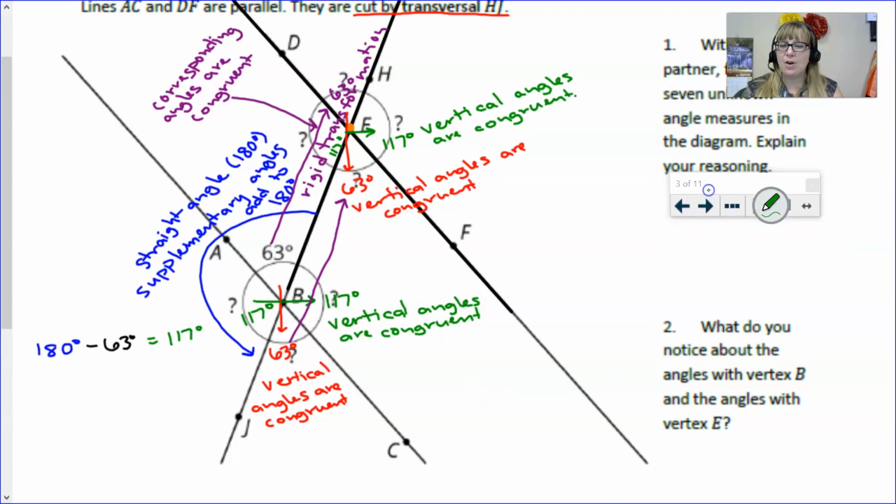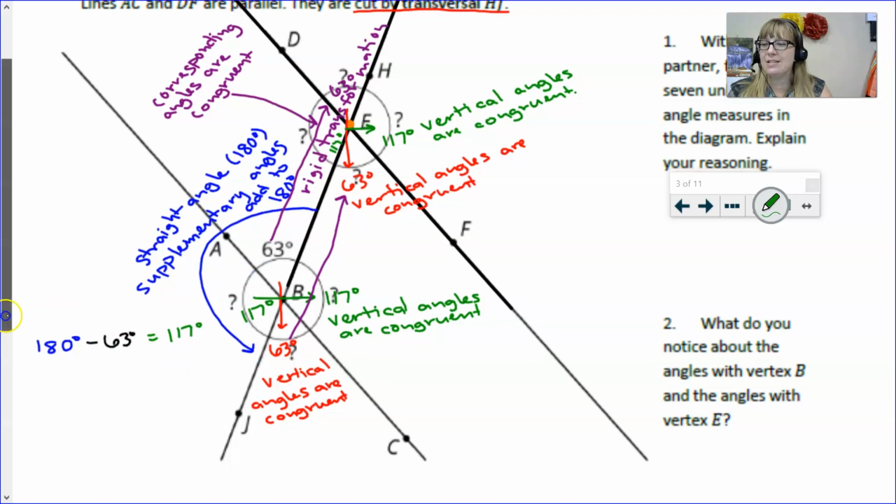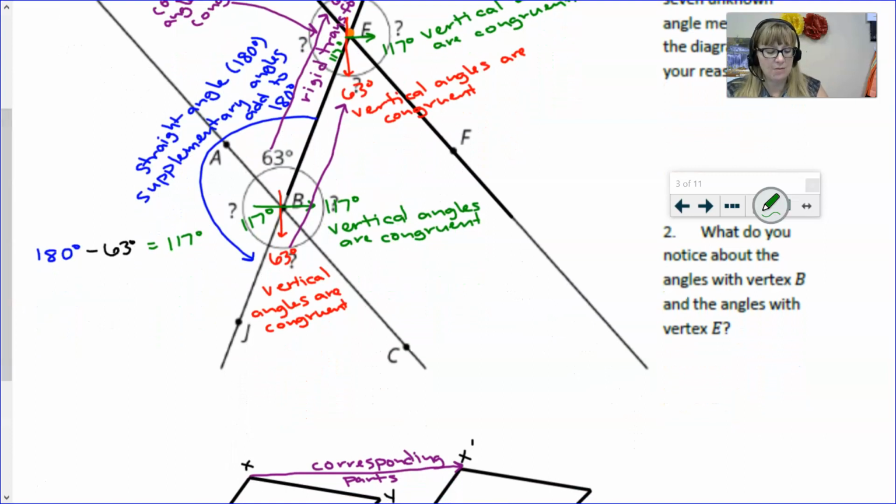Question 2 says, what do you notice about the angles with vertex B and the angles with vertex E? We've already answered that question. Do you notice that they are the same angles? And again, we need to acknowledge that they are the same angles because we used a rigid transformation to get there. Let's write that down and use that vocabulary term that we just mentioned.